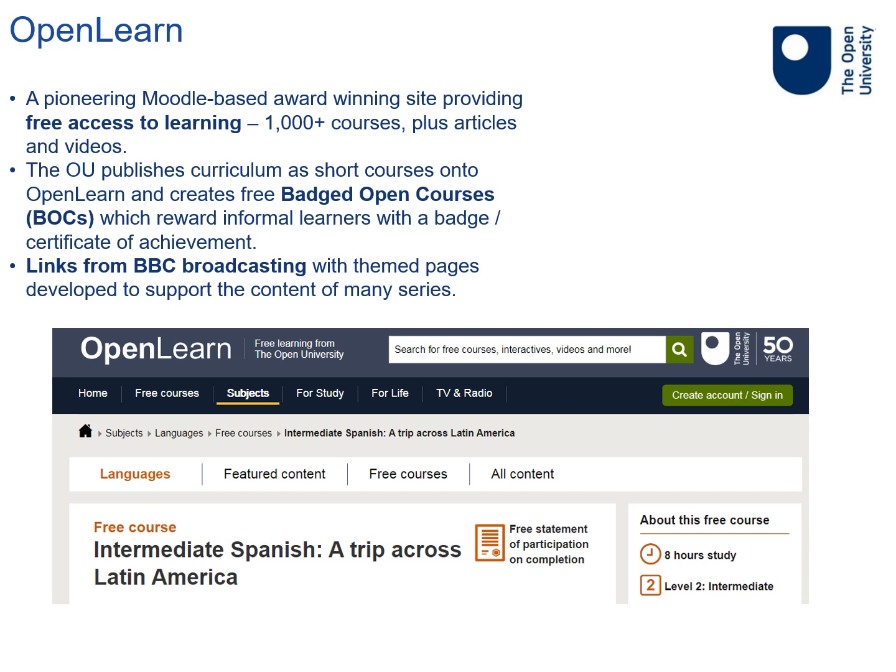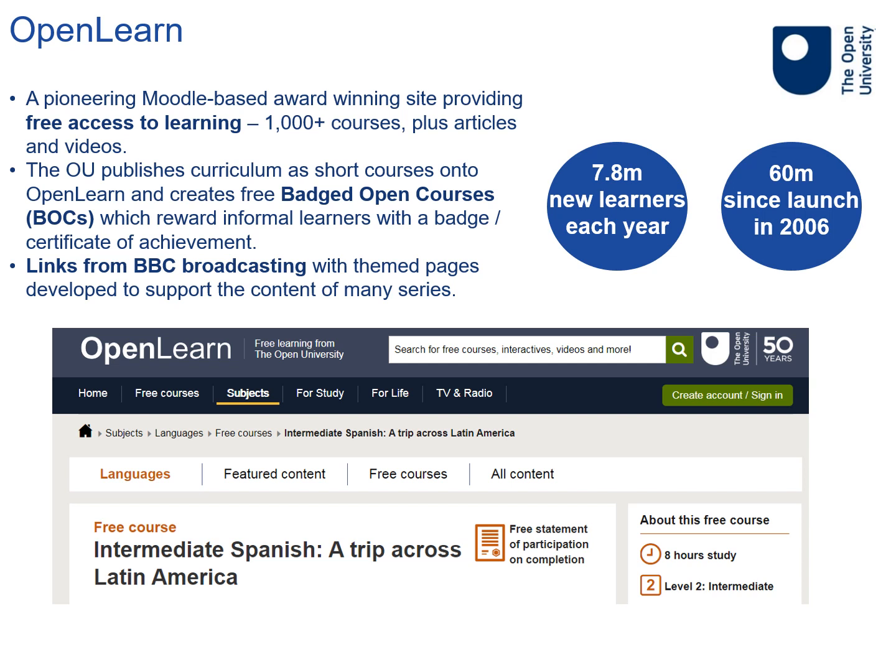The OU publishes curriculum as source courses onto OpenLearn, and also creates free badges and open courses for informal learners, who can earn a badge and a certificate of achievement. OpenLearn also has links with the BBC broadcasts and includes quite a lot of material. It has more than 7.8 million new learners each year, so it's very used, and a total of more than 60 million users since it was launched in 2006.